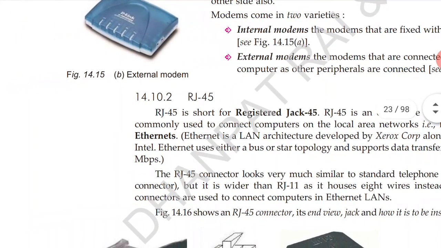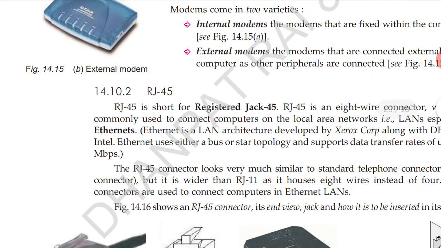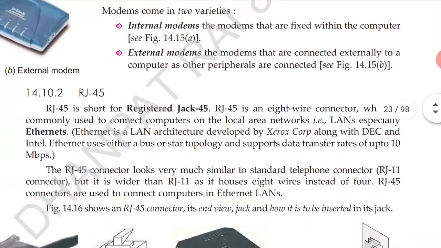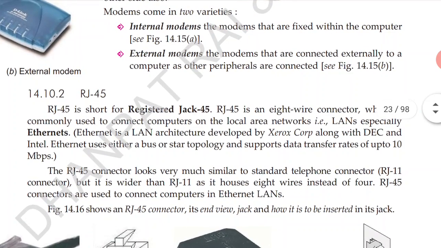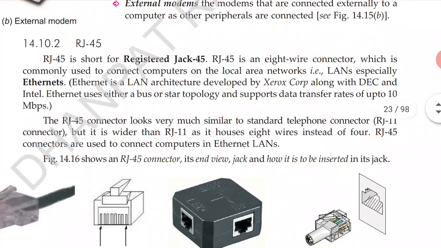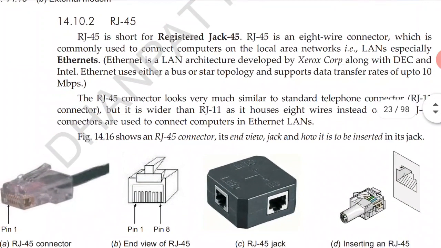Next one is the RJ45. It's actually a jack. RJ45 is short for registered jack. RJ45 is an 8-wire connector which is commonly used to connect computers on a local area network, LAN, especially on Ethernet. Ethernet is a LAN architecture developed by Xerox Corporation along with DEC and Intel. Ethernet uses either a bus or a star topology and supports data transfer rates up to 10 Mbps.